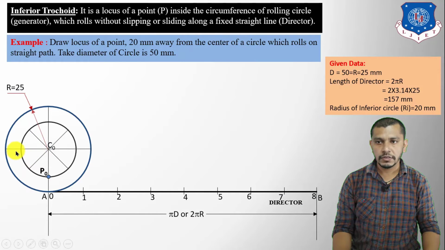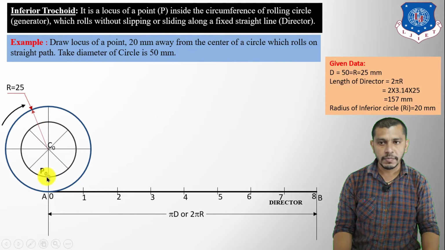Now as the circle is going to be rolled in the clockwise direction, the first point will be this. So give the numbering on this inferior circle in anti-clockwise manner, starting from 0 over here: 0, 1, 2, 3, 4, 5, 6, 7 and 8.